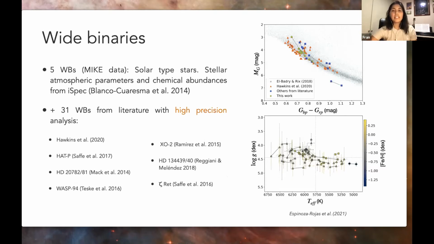Here you can see the color magnitude diagram of the whole sample, and also the space that they occupy in the log g and effective temperature space, colored by abundance of iron. You can see that the components of each system have very similar parameters.